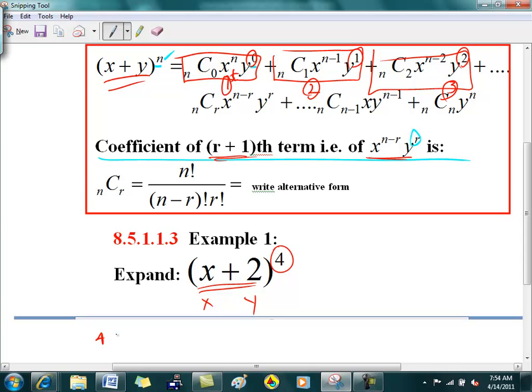So you're going to go 4C0 x to the 4. The next one is going to be 4C1 x to the, you're going to reduce the exponent of x by 1, 3, and increase the y term by 1. 2 to the 1, because remember there's no y there, it's a 2. You guys with me on that? Are you guys with me? Yes? Next term then, tell me. 4C2, 2 squared. Next term.